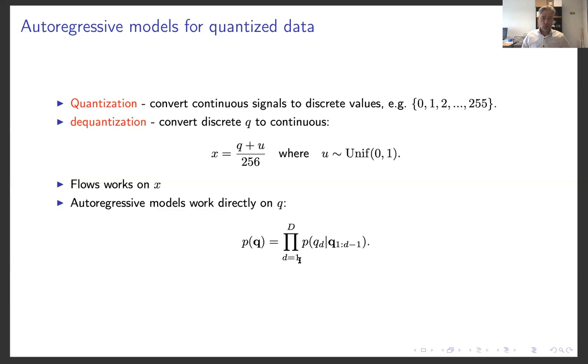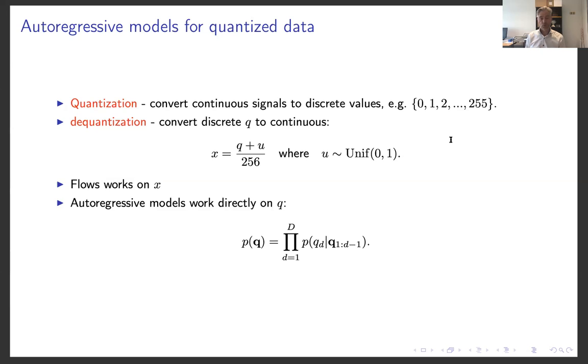Yes, so we want to look at problems where we work with what we call quantized data. That means that we have some data that is naturally continuous and then we discretize it. You can think about this as images where we have pixel values that are usually quantized to discrete numbers between 0 and 255.